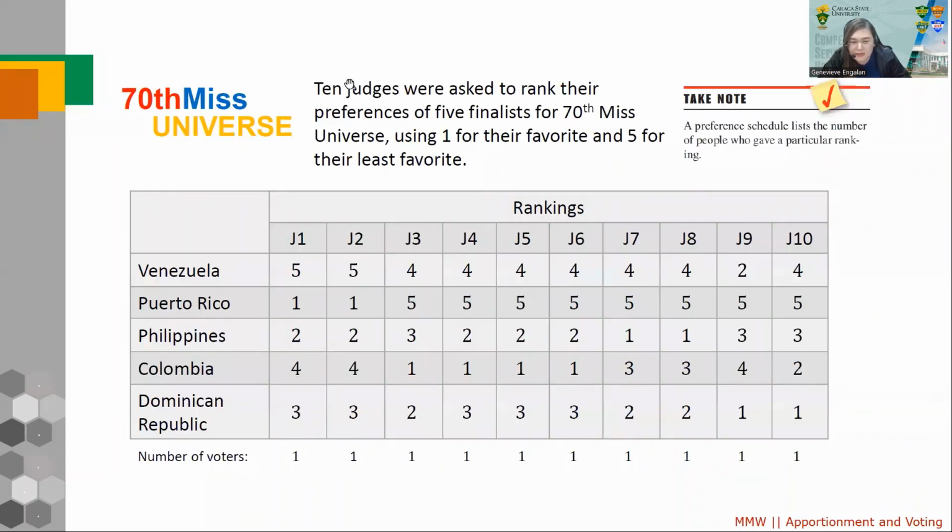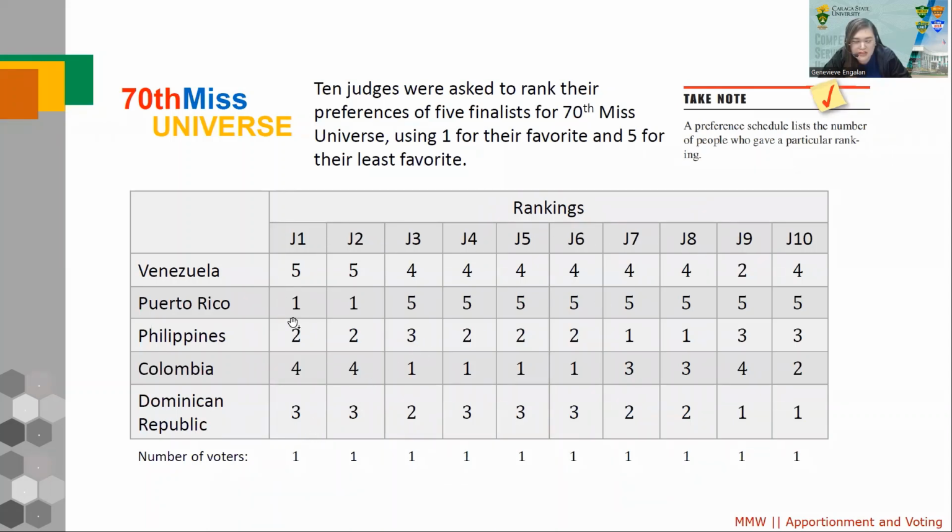It's very timely, with the Miss Universe. Okay, suppose we have 10 judges who were asked to rank their preferences for the 5 finalists of Miss Universe, with one for their favorite and 5 for their least favorite. The top 5 are Venezuela, Puerto Rico, Philippines, Colombia, and Dominican Republic. We have 10 judges and these are their votes.